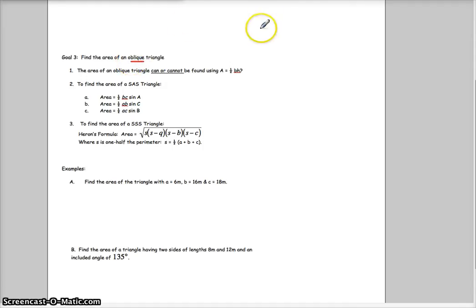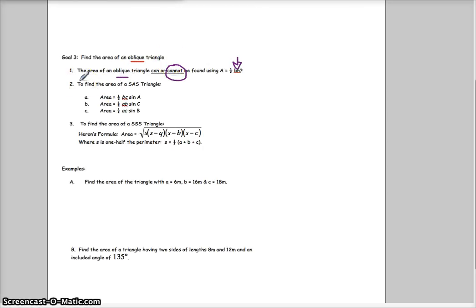Now, I'm quite certain that you know how to find the area of a right triangle using area equals 1/2 base times height. And you hopefully recall from your geometry course that base and height always meet at a right angle. So I want to pose the question, the area of an oblique triangle can or cannot be found using area equals 1/2 base times height. Hopefully you circled cannot. It cannot be found because, again, base and height meet at a right angle, and an oblique triangle does not have a right angle.